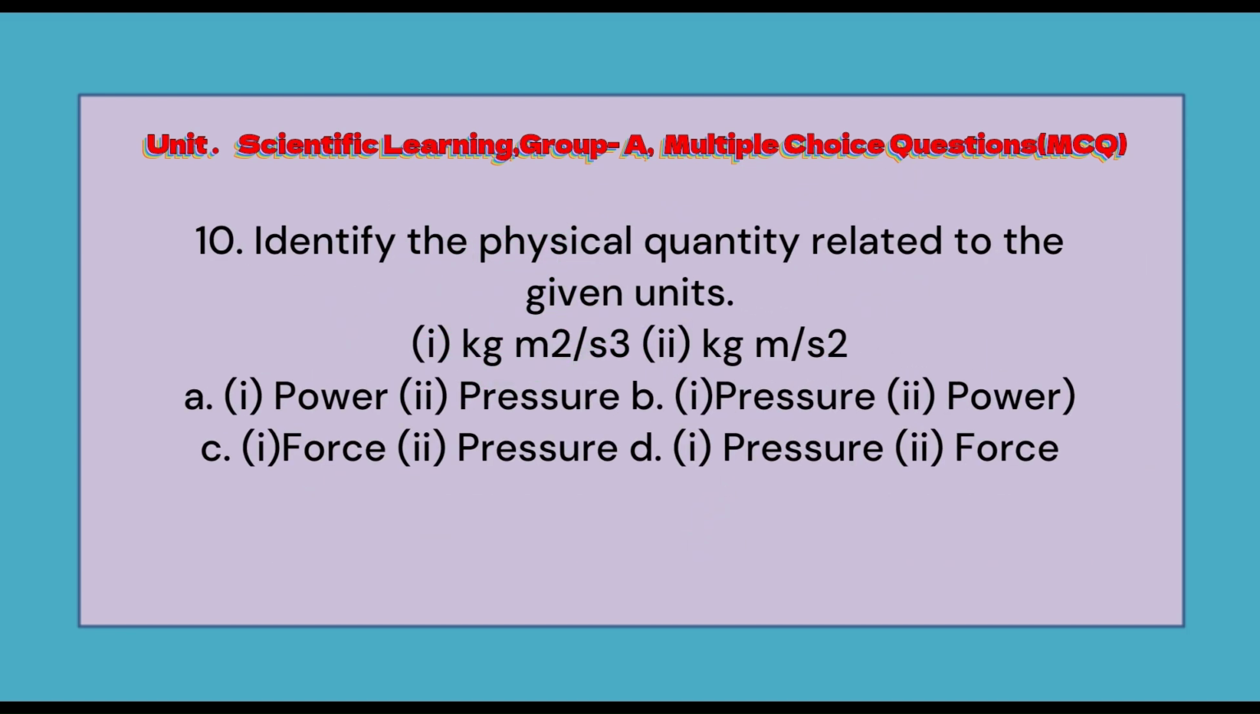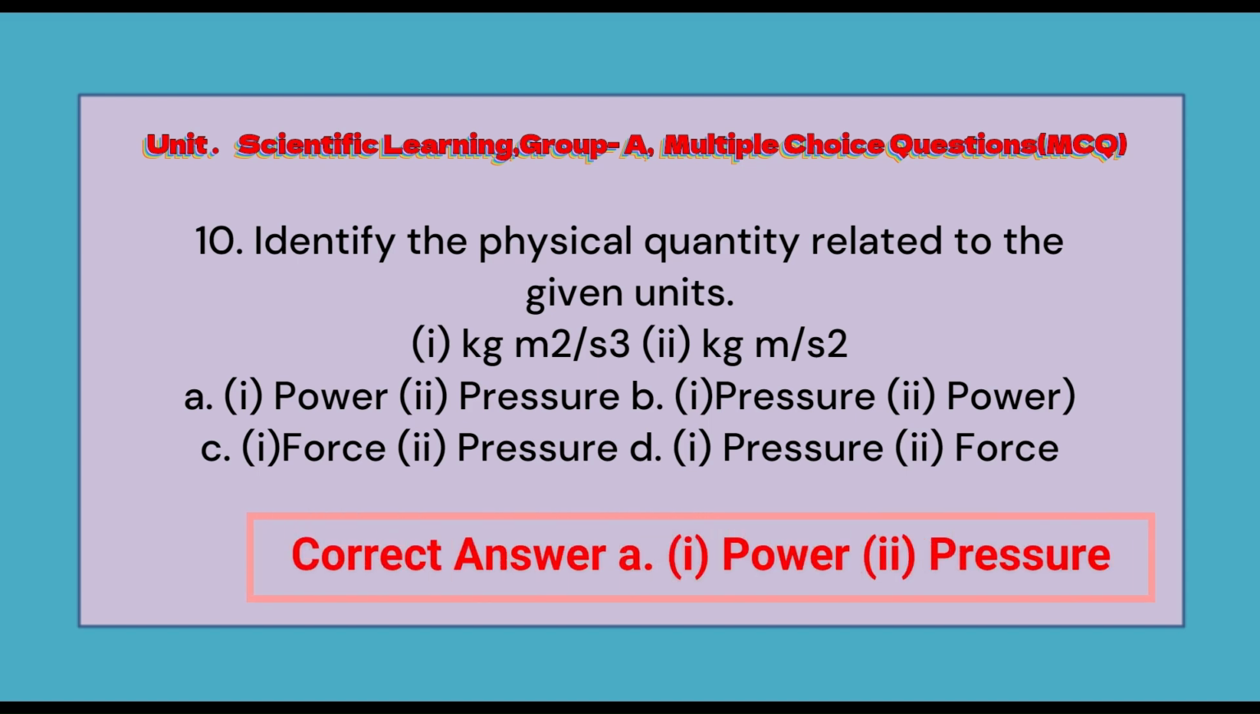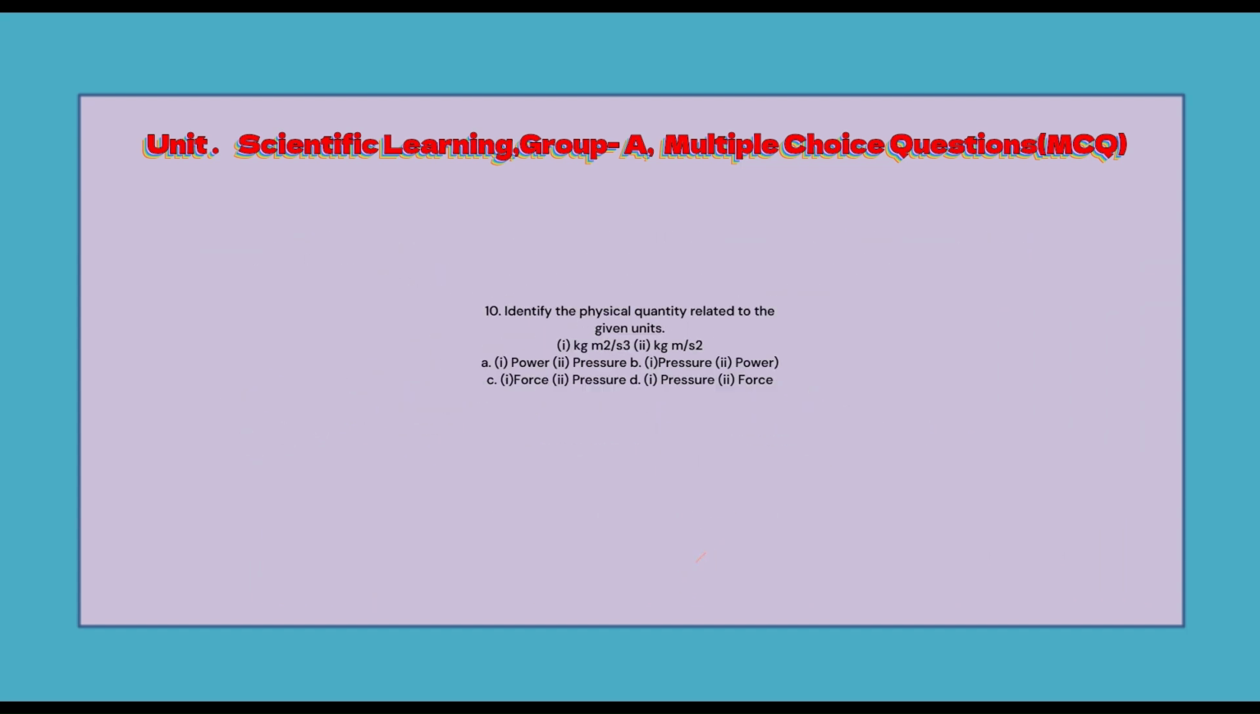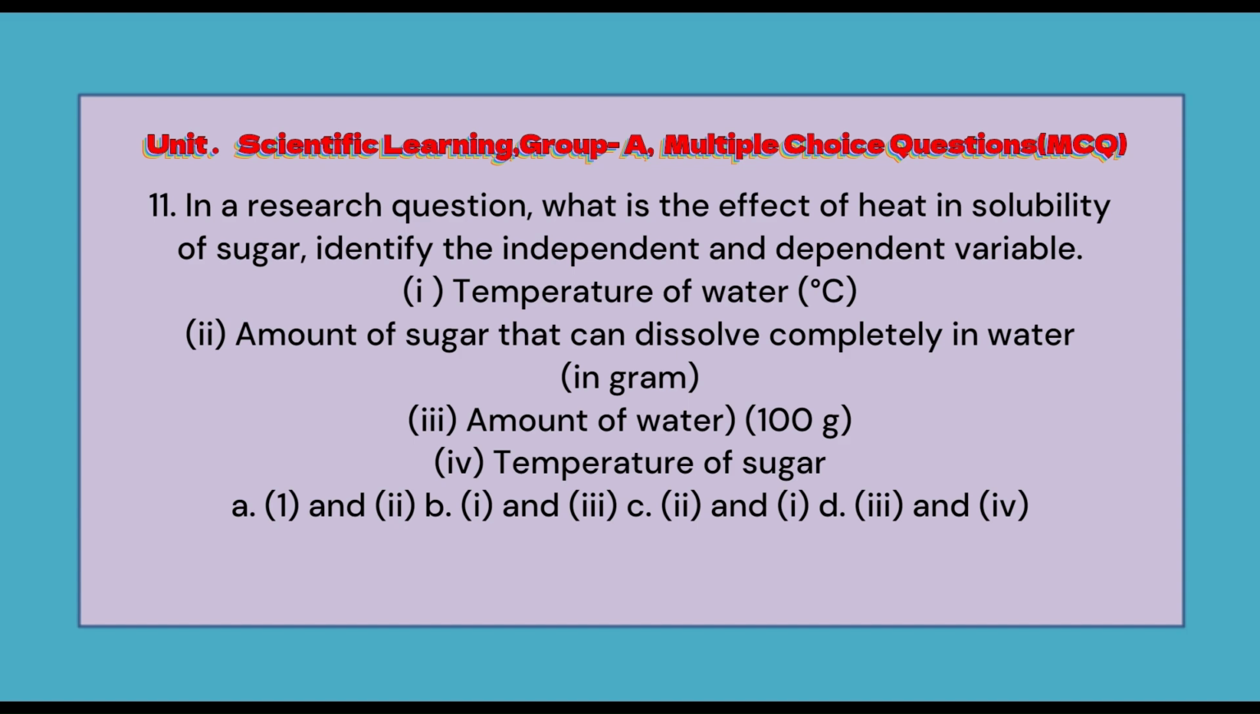10. Identify the physical quantity related to the given units. 1. Kilogram meter square per second cube. 2. Kilogram meter per second square. A. 1. Power, 2. Pressure. B. 1. Pressure, 2. Power. C. 1. Force, 2. Pressure. D. 1. Pressure, 2. Force. Correct answer A. 1. Power, 2. Pressure.